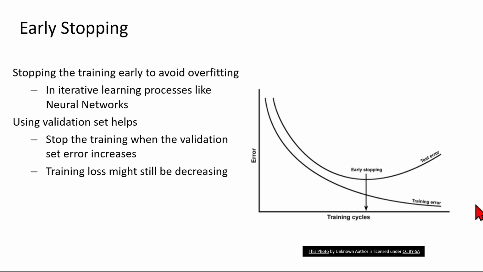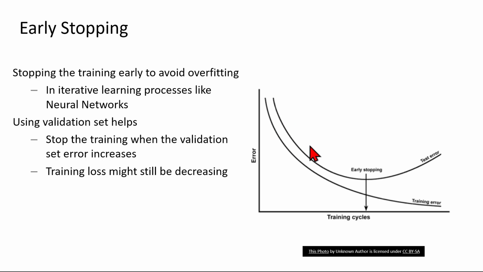Another option that we have for regularization is early stopping. In iterative learning processes like neural networks, where you repeat the learning cycle multiple times, you can choose to stop the training before the training error converges to a minimum. You use the validation set for that. The validation set is similar to the test set because your model is not trained on it, but you have access to it, and you can use it to tune the hyperparameters. So use the validation set to stop the training when the validation error increases.